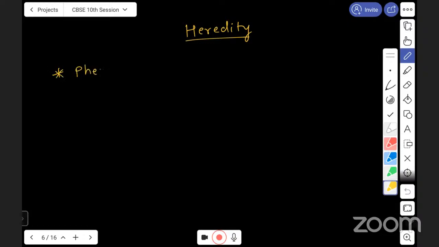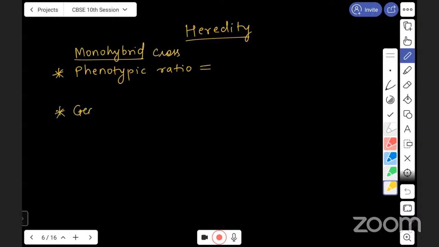Phenotypic ratio. What is phenotype? The physical expression of the character. This is what you observe. So what is the phenotypic ratio of a monohybrid cross, when you consider a single gene, a single character, while making a cross? Tell me in the chat box. Then you also have the genotypic ratio.